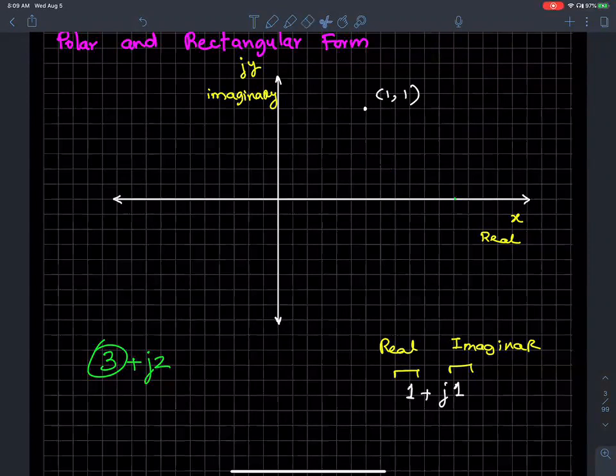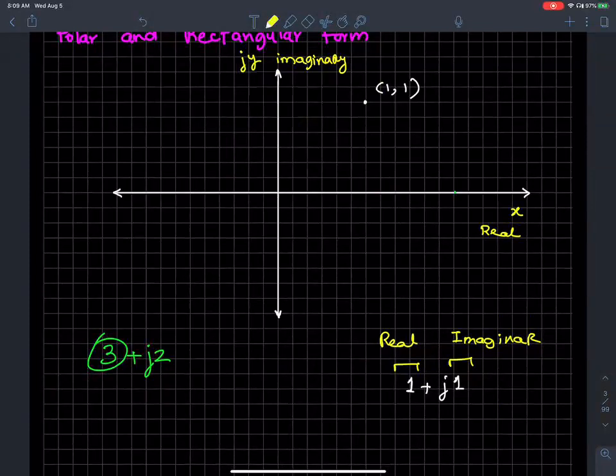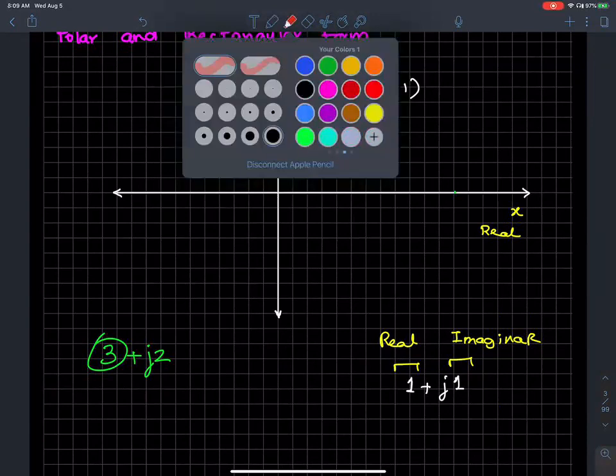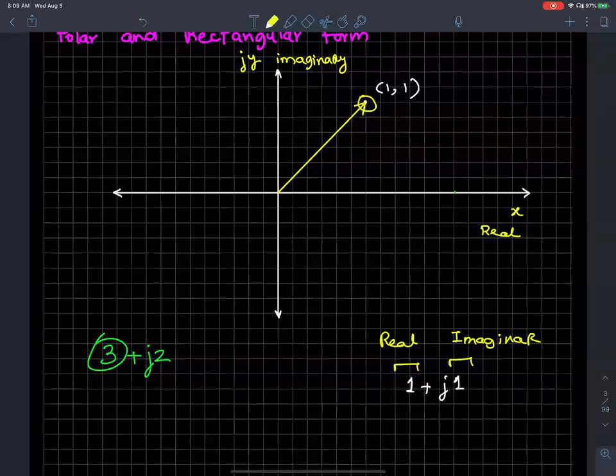Now, in addition to representing it using a point in a Cartesian plane, the exact same number can also be represented using a straight line with a magnitude and an angle called phi. Let me clarify that. Let me give you another example. Let's think of a number right here, something like -1 and -1.